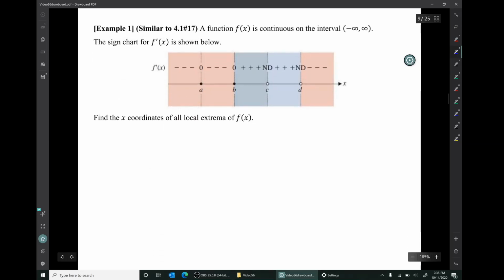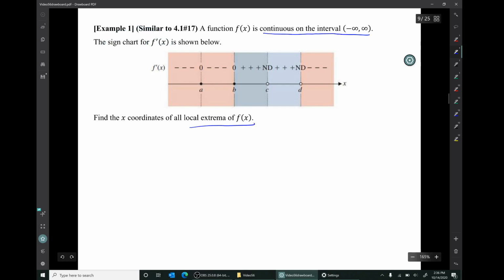Let's go on. Example 1 is similar to one of your homework problems. A function f of x is known to be continuous for all real numbers, and its sign chart for f prime is shown below. So the question is, find the x-coordinates of all local extrema of f of x.